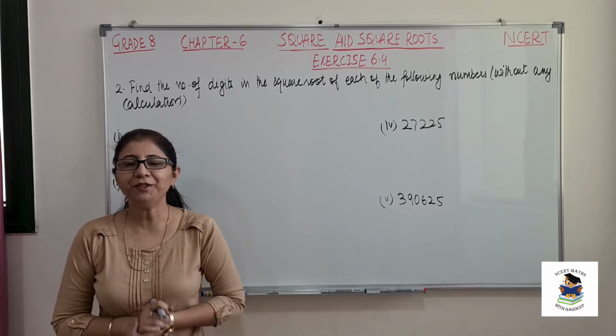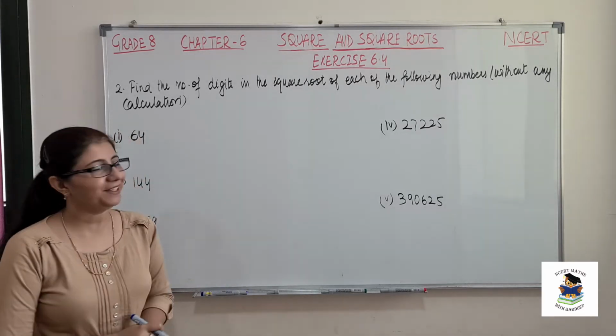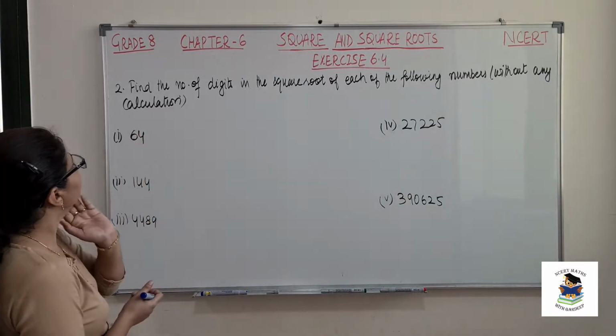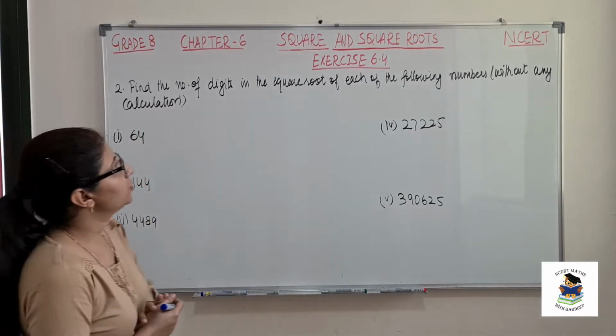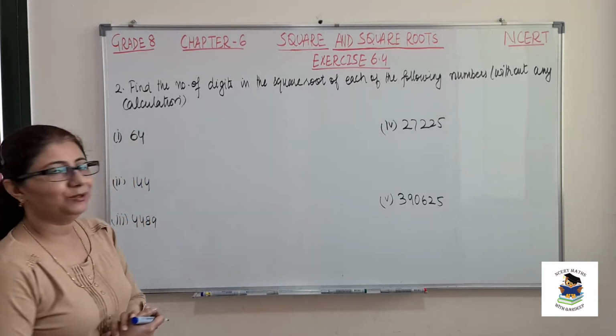Today we are continuing our exercise number 6.4 of chapter 6, that is squares and square roots. So let's see our second question. Find the number of digits in the square root of each of the following numbers without any calculations.